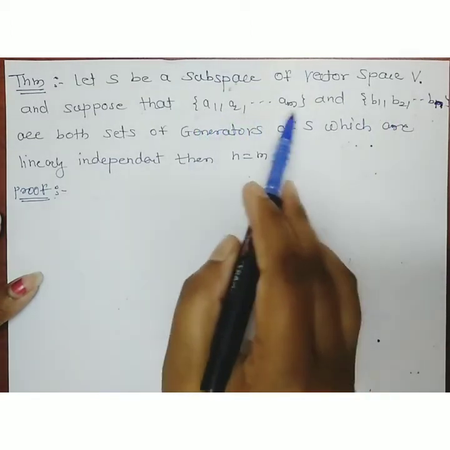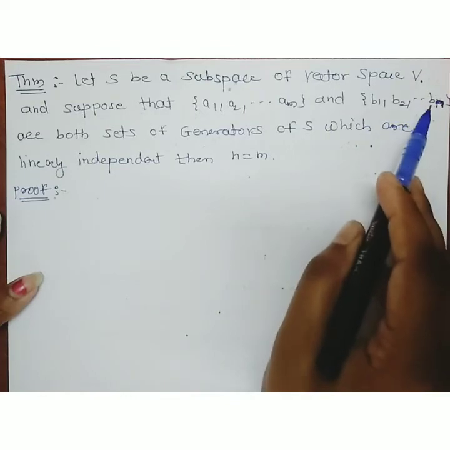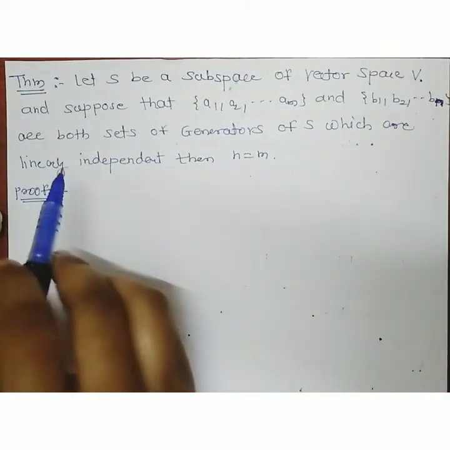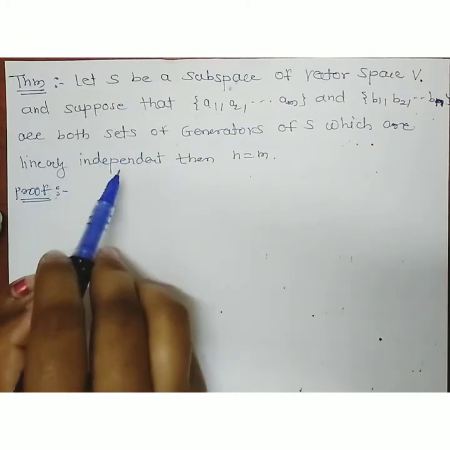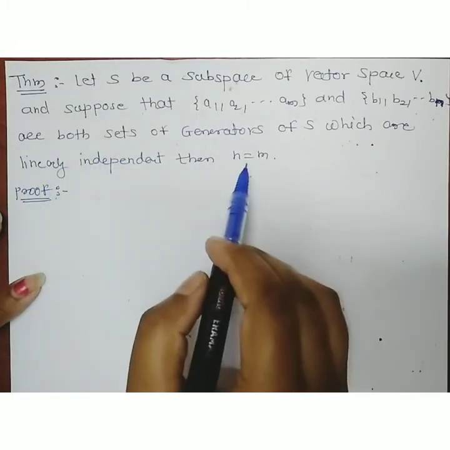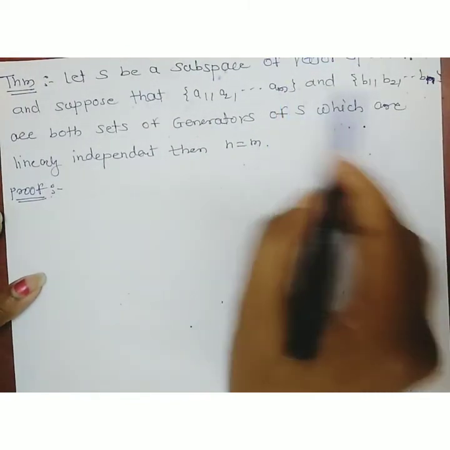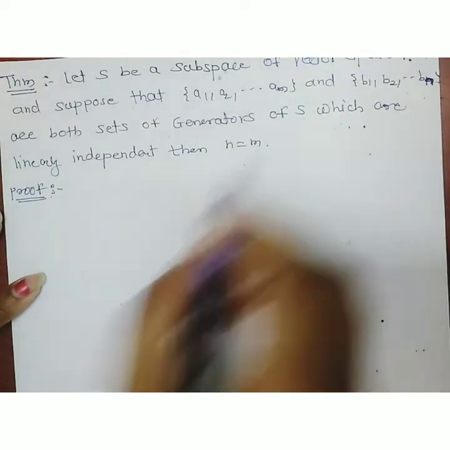Given a set of vectors A1, A2, up to Am and a set of vectors B1, B2, up to Bn, and the next condition given is that both sets of vectors are linearly independent, then we have to show that n is equal to m. That is, we have to show that n is equal to m.